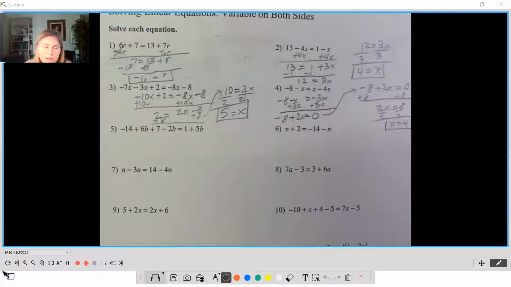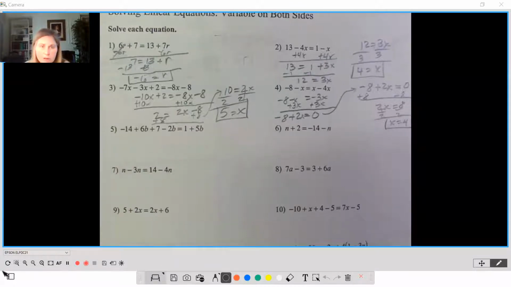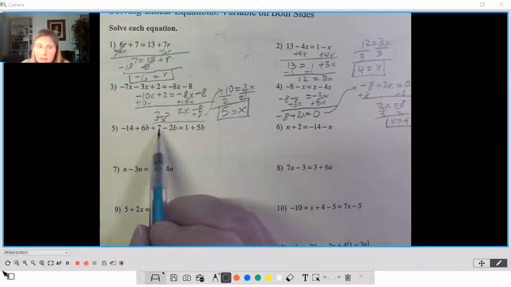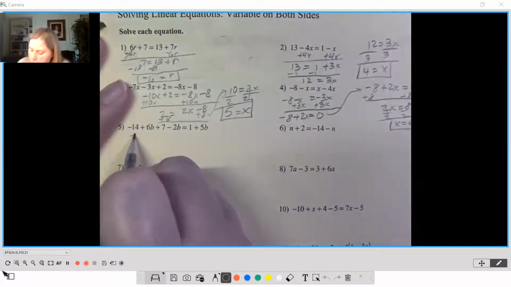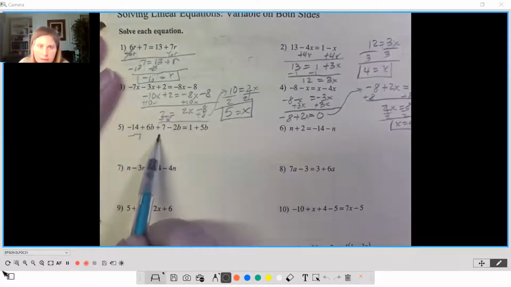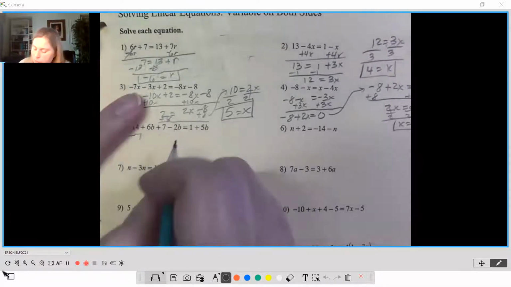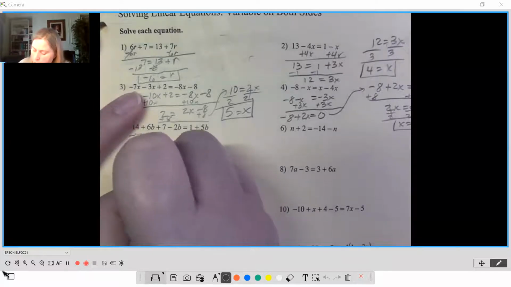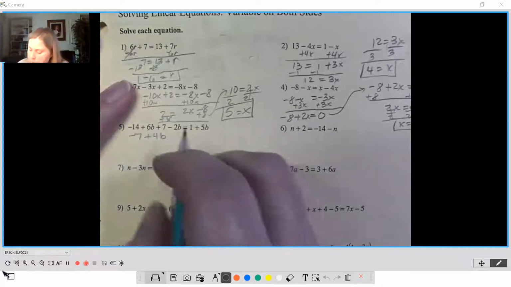Okay, number 5, that's a pretty complex problem. So we have a lot of simplifying to do first on the left side before we start solving. So let's look at our numbers. We have negative 14 and a positive 7. That's going to be negative 7. Okay, negative 14 plus 7 is negative 7. And then 6b minus 2b is 4b. So plus 4b. And then bring down the equals.